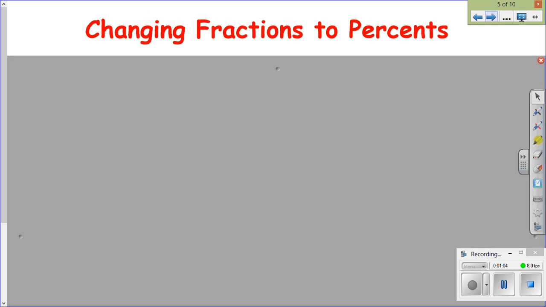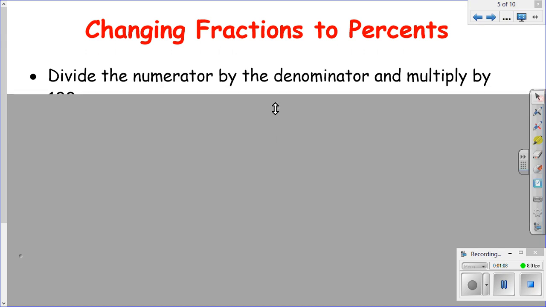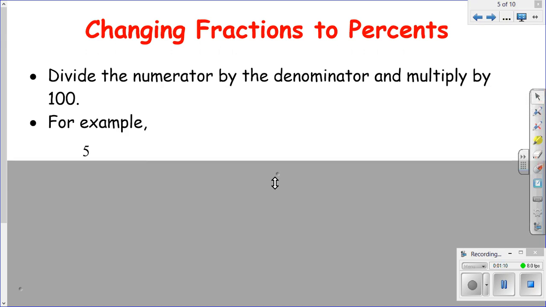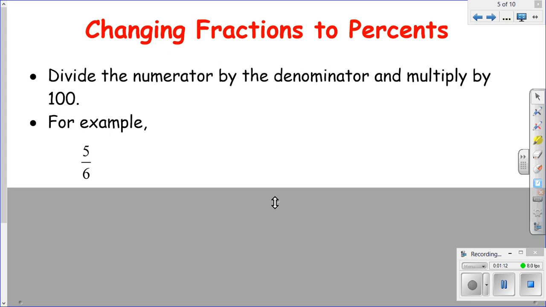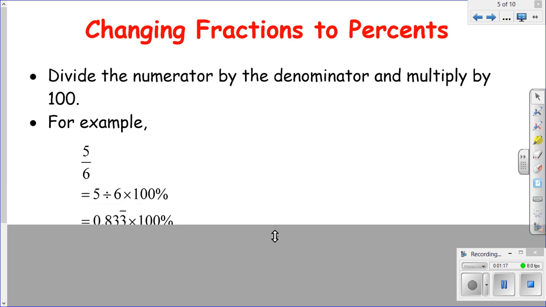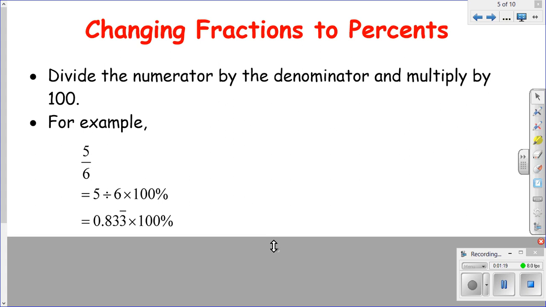Next, we need to know how to change a fraction to a percent. A fraction means something out of something. So if I have 5 out of 6, I can change it to a decimal first by doing 5 divided by 6, and then I multiply by 100. You'll notice that the 3 is repeated continually, so I indicate that by putting a bar over top.